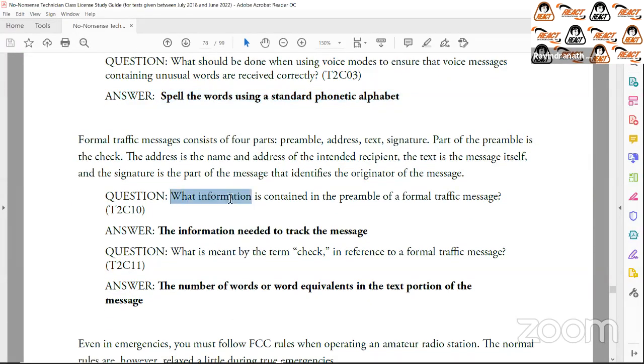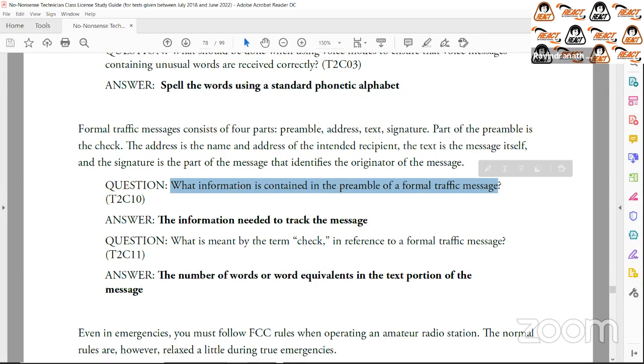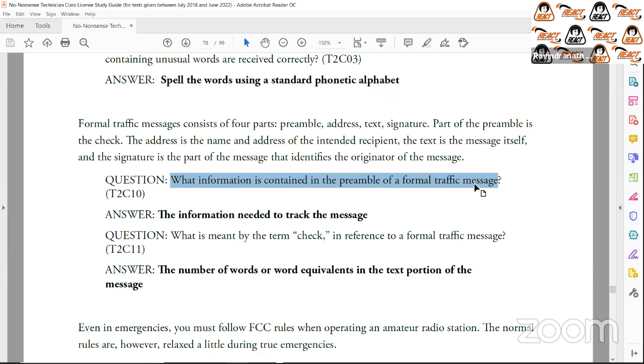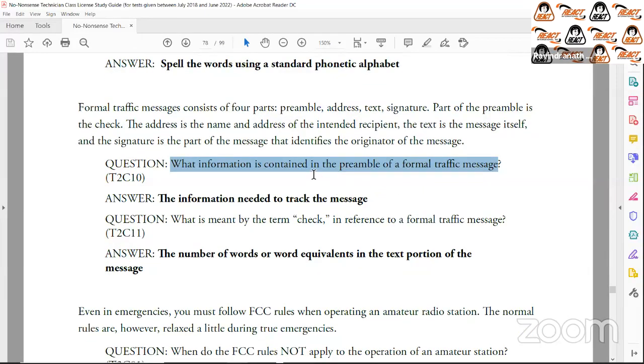What information is contained in the preamble of a formal traffic message? We did show an example of what it looked like. We had the ARL radiogram up on the screen, so you could look at that if you wish to refer. But they're asking us here, the keyword in this question, preamble, right?